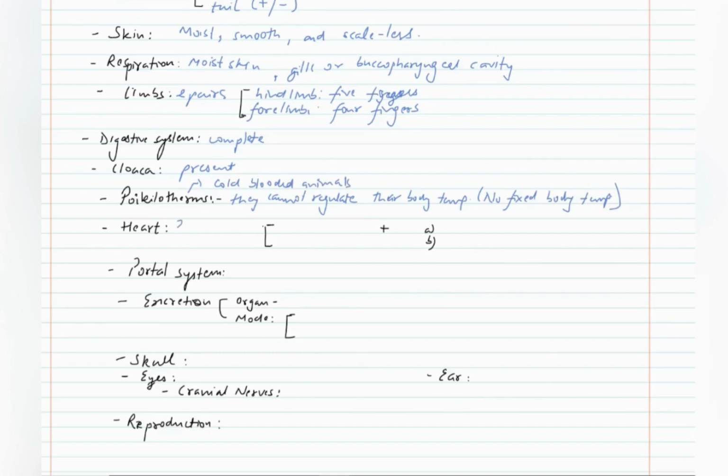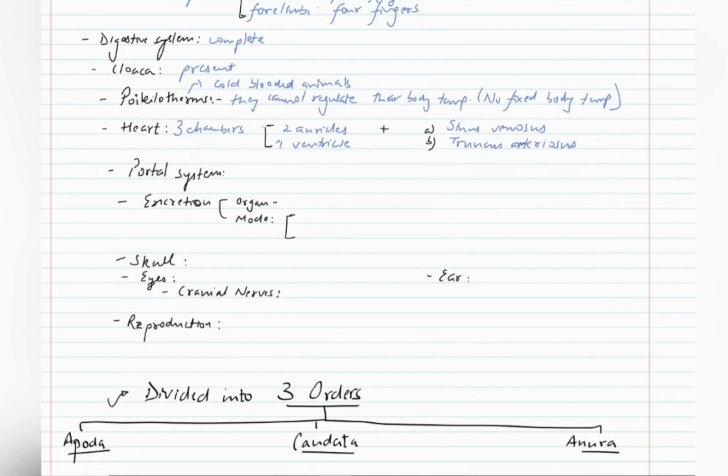Heart is 3-chambered. There are 2 auricles and 1 ventricle, plus there is a sinus venosus and a truncus arteriosus. The function of sinus venosus and truncus arteriosus we will discuss in detail when we discuss these animals. Portal system, hepatic and renal portal system are well developed. A portal system is one which starts in veins and also ends in veins.